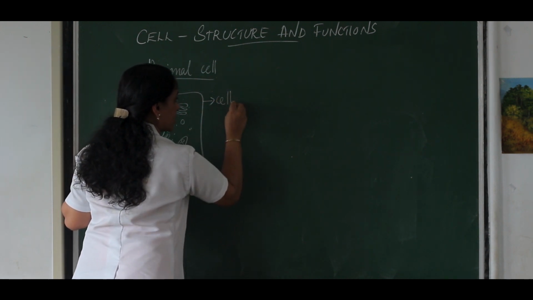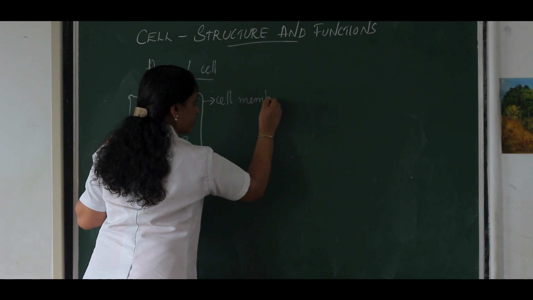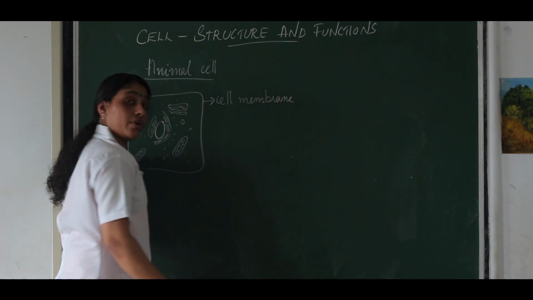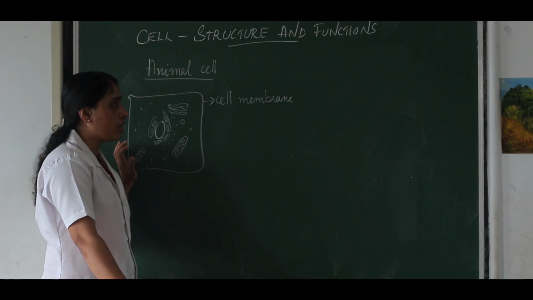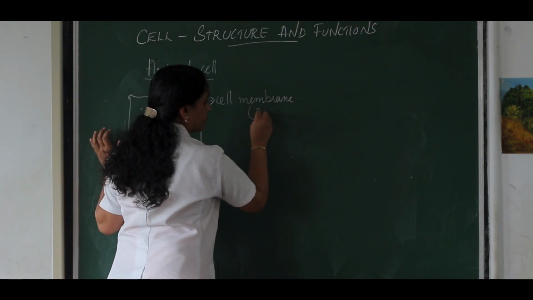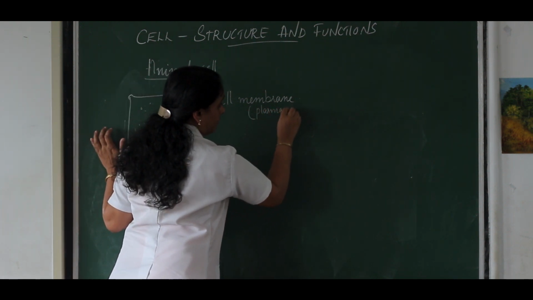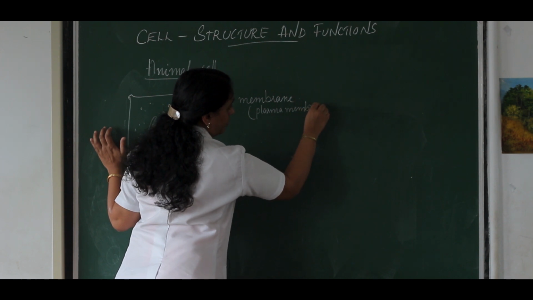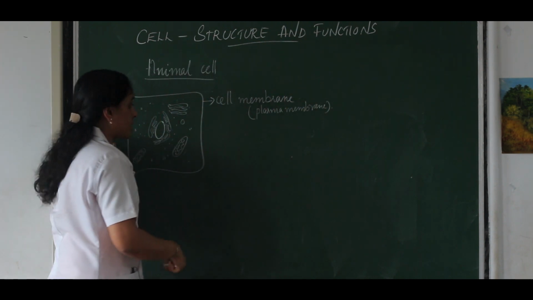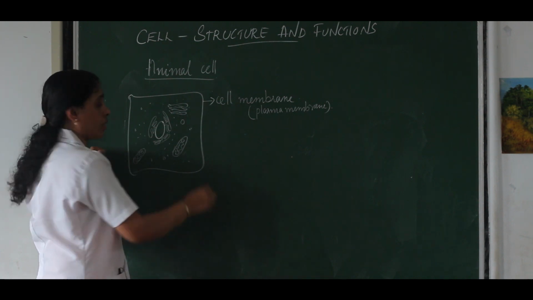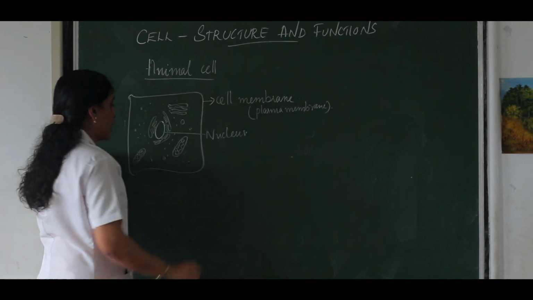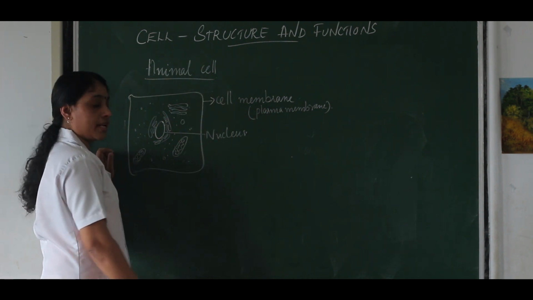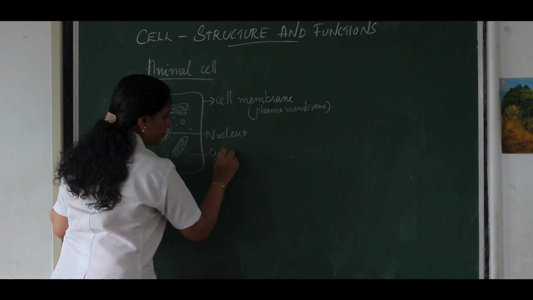This is known as cell membrane. This is the outermost covering of every cell. It is known as cell membrane, or otherwise it can be known as plasma membrane. And the next main important part of a cell is called nucleus. And the jelly-like fluid present inside the cell is known as cytoplasm.